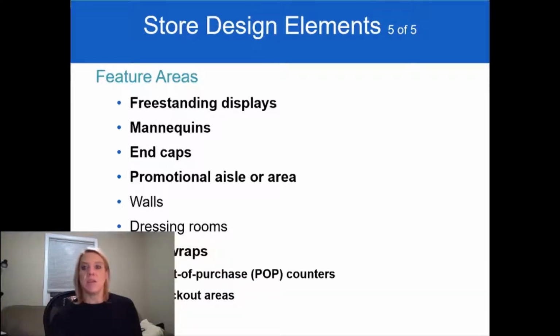A mannequin is a life-size representation of a human body most of the time, and it's used for displaying apparel. End caps are displays located at the end of an aisle, and they're used in stores primarily with a grid layout. They have really high visibility, so they're also used a lot of the time to feature special promotional items like maybe beer and potato chips before the 4th of July. A promotional aisle or a promotional area is a space that's being used to display merchandise that's being currently promoted.